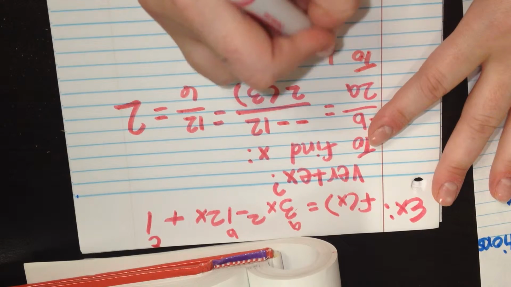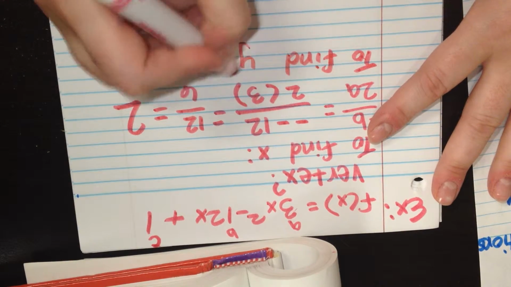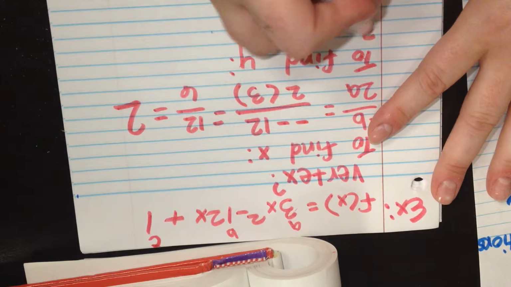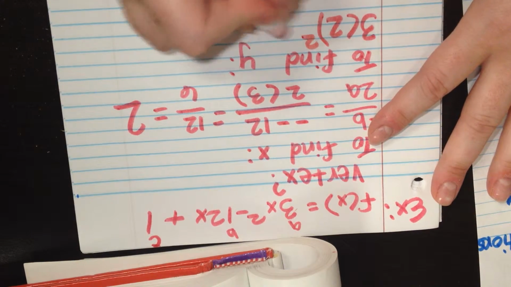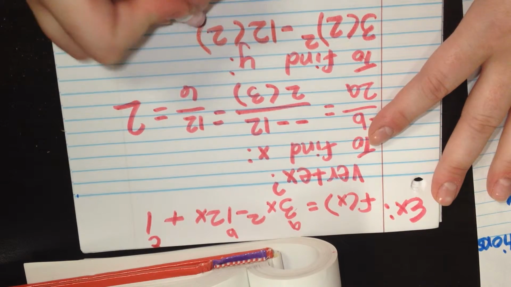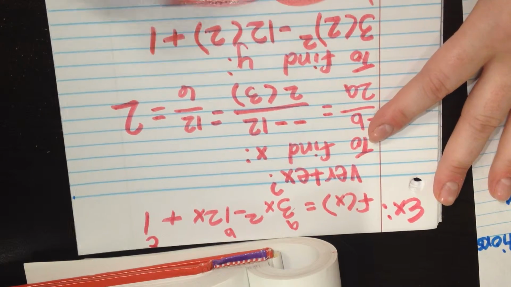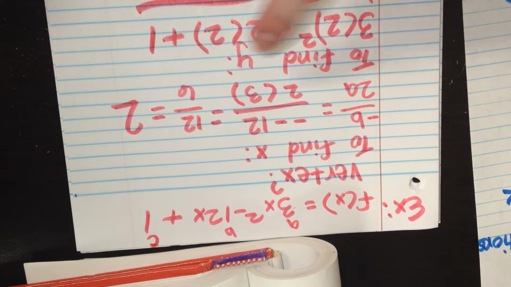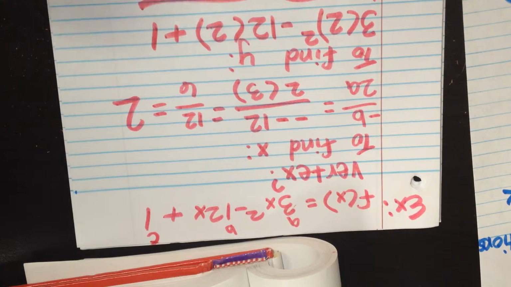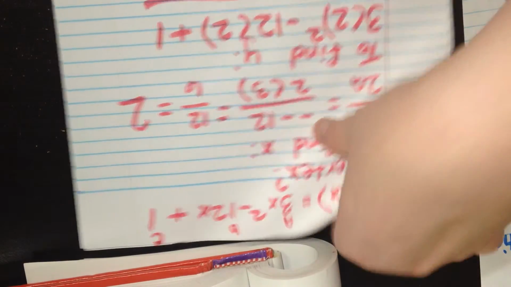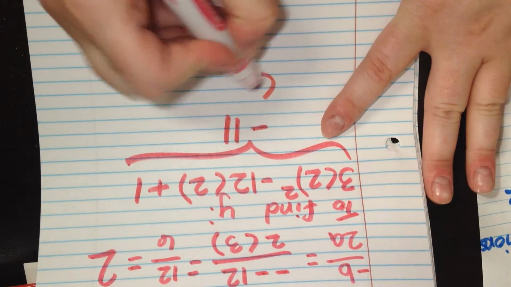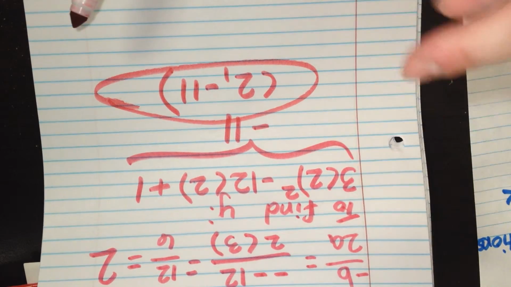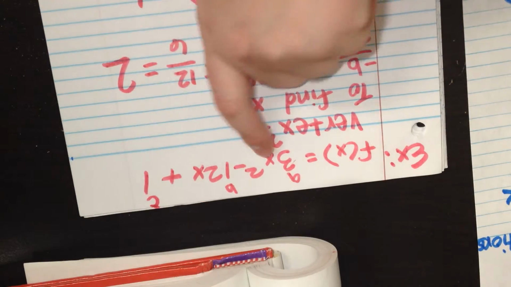To find your y, you just plug that 2 right back in the equation. So I plug this 2 into the equation. I'm going to have 3 open parentheses 2 squared minus 12 open parentheses 2 plus 1. And we can either do that in our head or the calculator, but I think it's negative 11, hopefully. Okay, so my vertex is just 2 comma negative 11. And that's how you find the vertex of some crazy formula that doesn't have parentheses already in it.